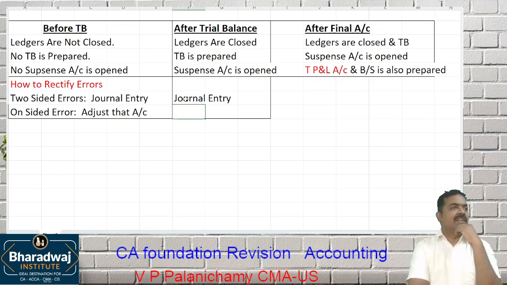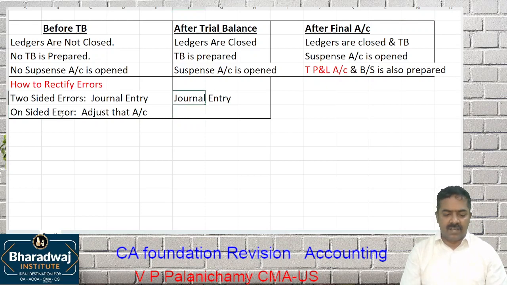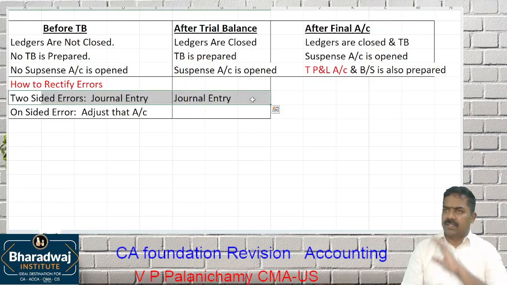After preparing trial balance, you find repair was wrongly debited to machine. Repair was wrongly debited. How to cancel that? Credit machinery. What should be debited? Repairs. So repairs account debit to machinery account. Pass journal entries. For two-sided errors, just before trial balance or after trial balance doesn't make a difference. Just pass a journal entry.